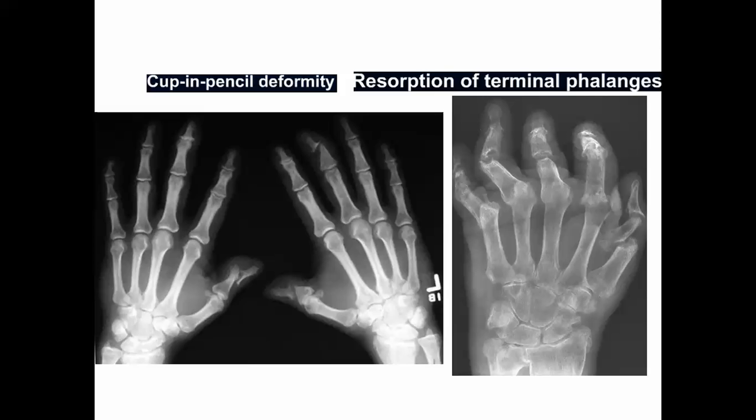This disease is not hemophilia. Of course, this is what we call systemic lupus. In systemic lupus, we can get the cup and pencil deformity or resorption of the terminal phalanges and the multiple subluxations. Sorry, this is psoriasis. So in psoriasis, you can get the lost phalanges and the narrowing joints with subluxations, and here the cup and pencil deformity.